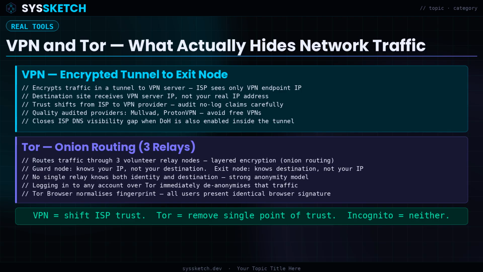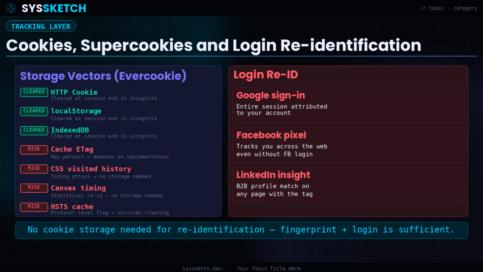It is much slower than a VPN and it requires care. Logging into an account over Tor immediately relinks your traffic to your real identity. Exit node operators can read unencrypted traffic. The third layer is DNS over HTTPS, or DoH. This encrypts your DNS queries, so your ISP cannot read them at the query level.